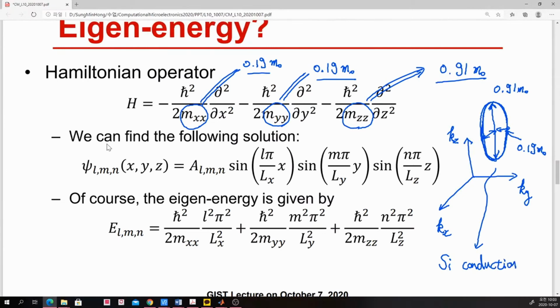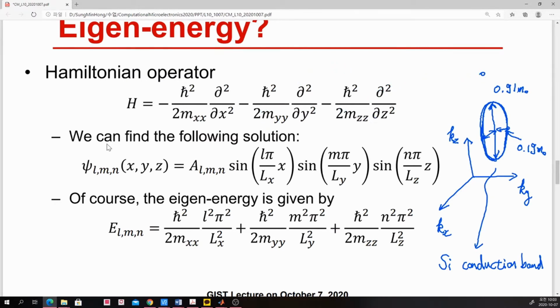Silicon conduction band has this type of isosurface, so we are now assuming this kind of directional electron mass. Of course, this is just a slightly modified version of the effective mass approximation. This is not correct in a rigorous sense. We have to introduce a better Hamiltonian to get the solution.